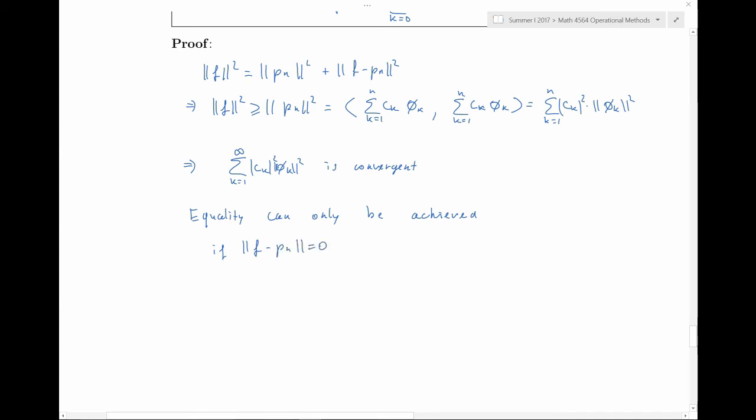Or if it converges to 0. And then the norm of f squared will be equal to the norm of Pn squared. But the norm being 0 means that the difference is exactly the 0 function, and the f is exactly the same as Pn. For the infinite sums we have to consider the limits. But I'm not going to go into this much detail, and I'm going to leave this proof as it is.